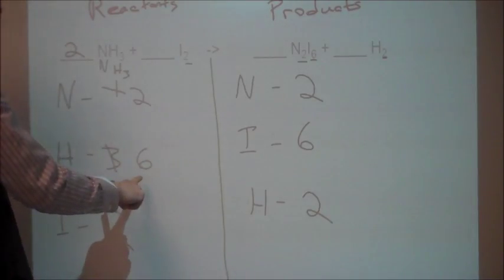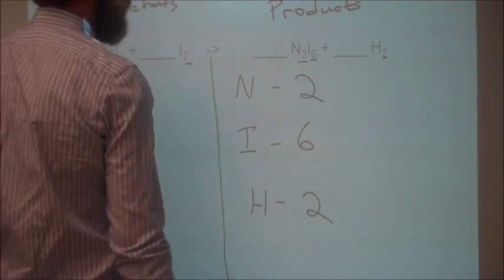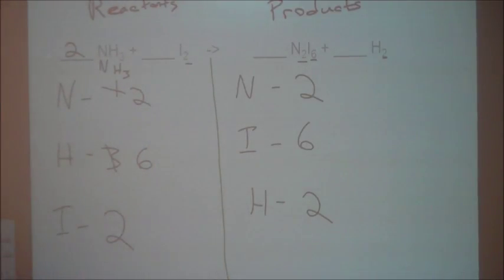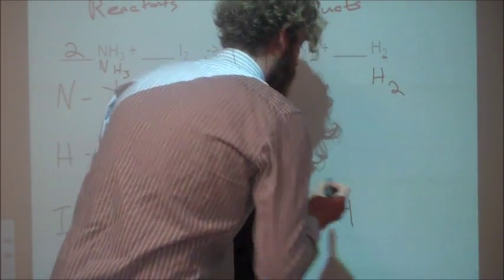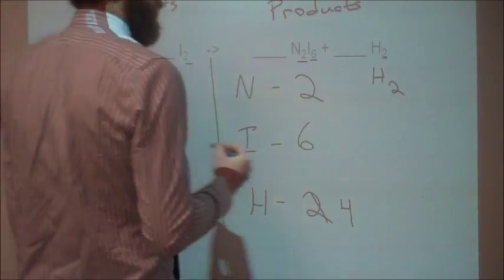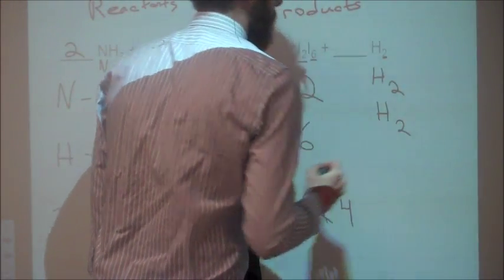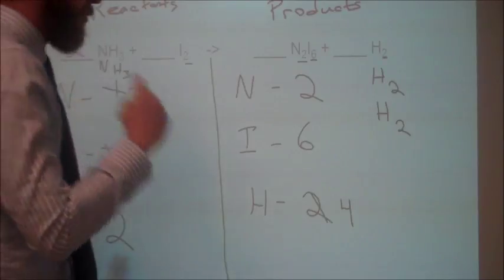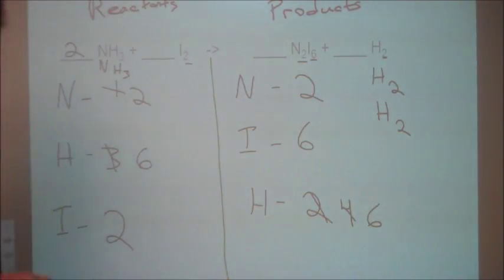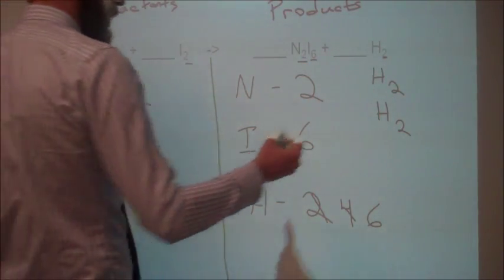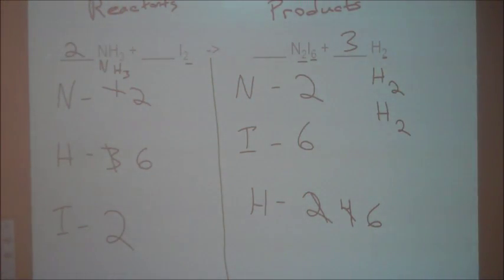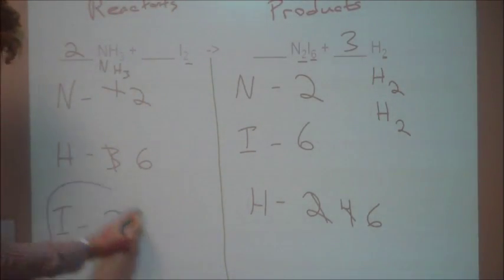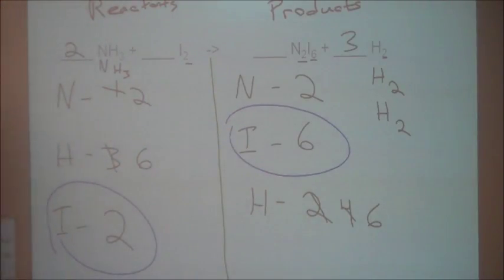So we have 6 in the reactants, 2 in the products. So if we add 1 more H2, we now have 4. Are we balanced? No. So we have to add another one. So now we have a total of 6. Are we balanced? Yes. So we put a 3 there, and we're good. Now are we balanced overall? Nope, not yet. Notice our iodines are not balanced.